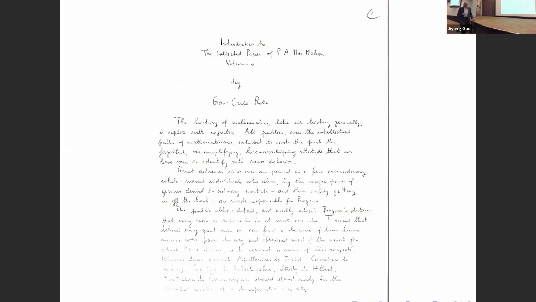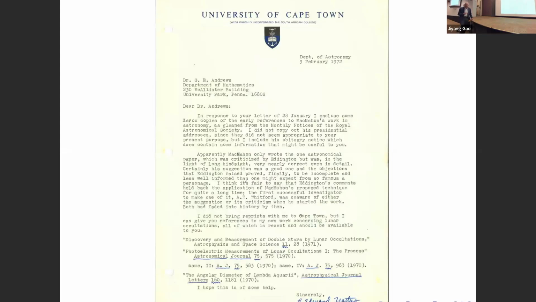This is Giancarlo's handwriting, which is the first page of the preface to volume 2 of the collected works. He wrote prefaces for books. Here's one of the most interesting things that I received.